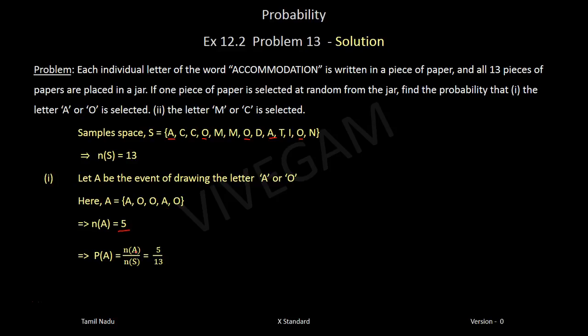The number of outcomes which is favorable to you divided by the total number of outcomes. Number of outcomes favorable to us is 5. Total number of outcomes is 13. So it's 5 by 13.